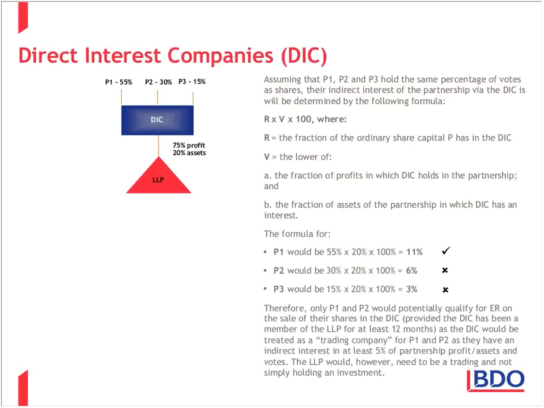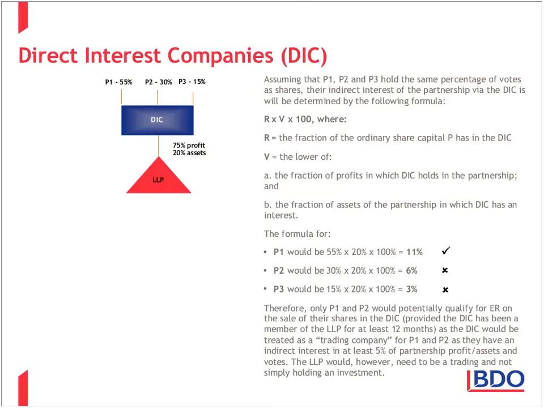So if we look at example 4 here, in this example we have 3 shareholders, P1, 2 and 3, who together hold 100% of the shares in the direct interest company. The direct interest company has a right to 75% of the partnership's profits and 20% of the assets. In order to determine whether P1, 2 and 3 get through the ER gateway, we need to apply the formula to their holding in the direct interest company and the direct interest company's holding in the LLP.